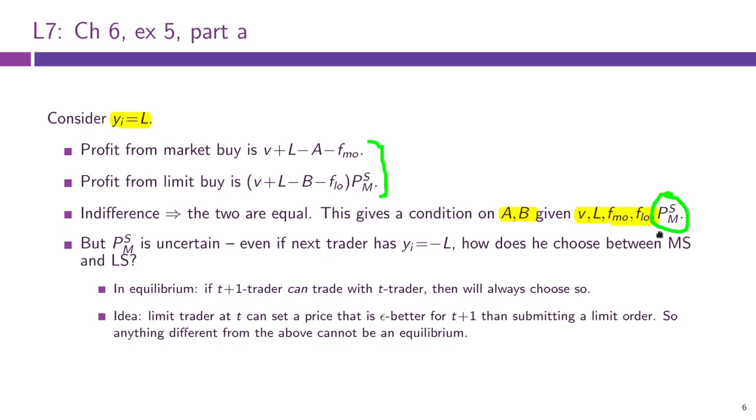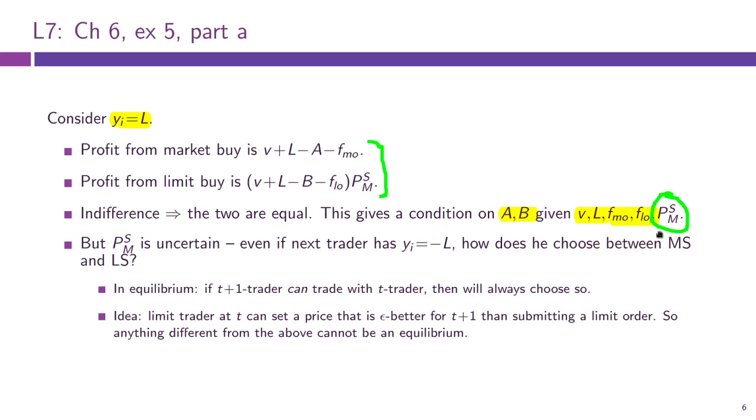Now, this PSM is not a parameter of the model. It is endogenous to equilibrium. It is an equilibrium object. So this probability depends on trader's behavior. So this condition will not be really the final answer to anything.